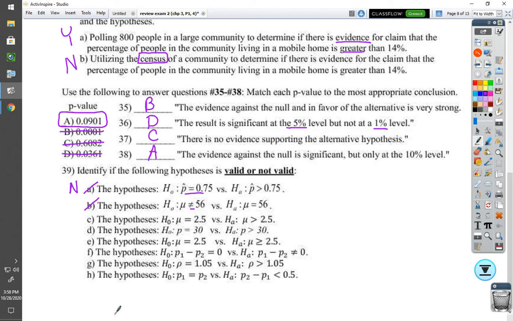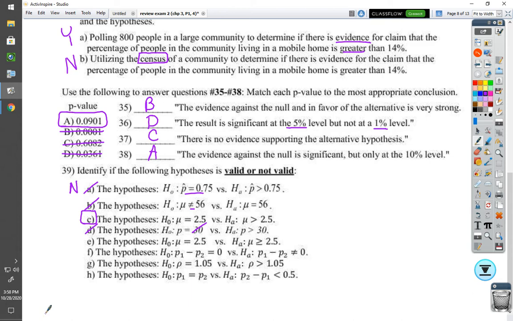The hypothesis H sub 0 is 2.5 and H sub a is greater. We'll take that one. The hypothesis H sub 0, p equals 30. Can't have it. Why not? Because a proportion can't be bigger than 1.